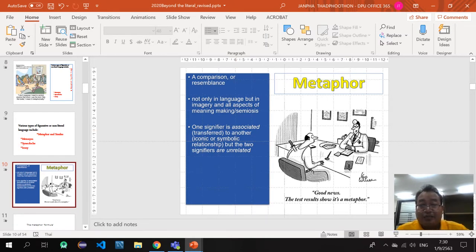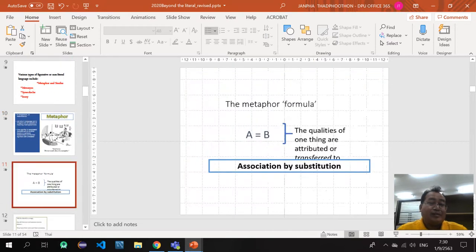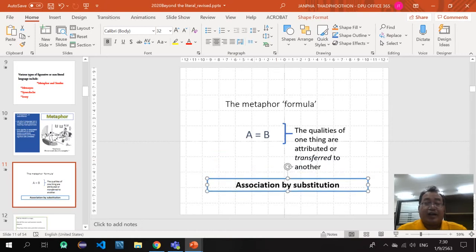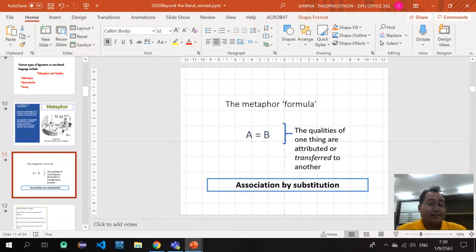This is another example of a metaphor. Someone is stabbed in the back. He was stabbed in the back, for example. So this is the formula: A equals B. This is what we call association by substitution. You substitute A with B. A is B.